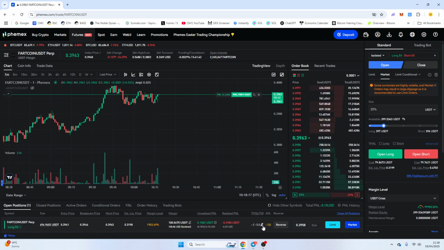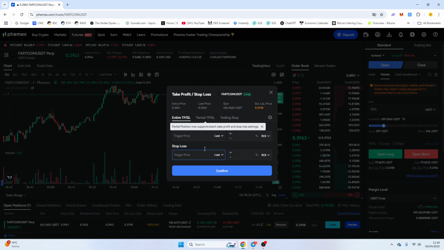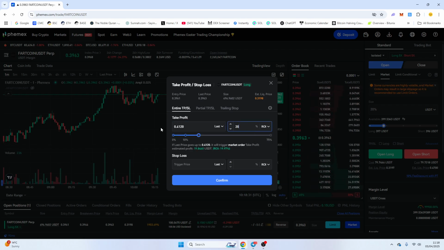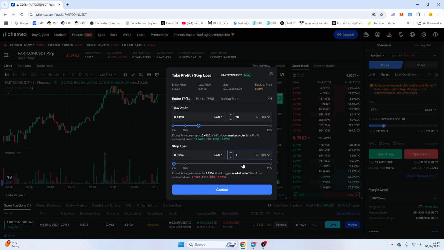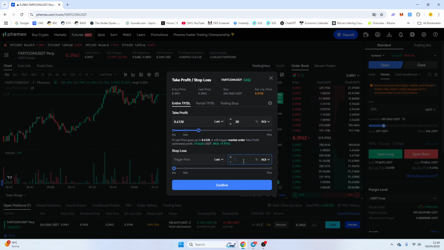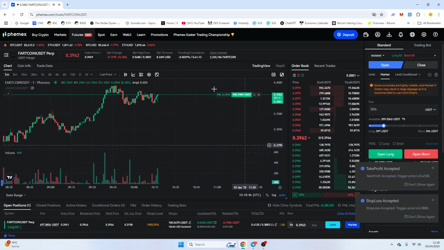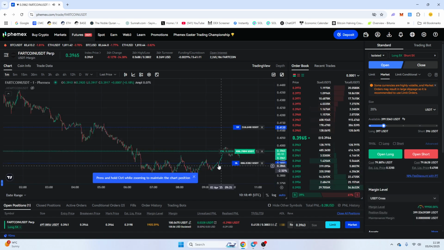Now, this is the part where you can enter a take profit, which is TP, and a stop loss. So here we have, again, we could say, once we make 20% profit, we want it to take our profit. So when it hits 41 cents, it will take our profit. Likewise, what I don't want to do is lose more than 10%. So a 10% will trigger, if it drops down, it will actually close my position out. And you'll be able to see from here.